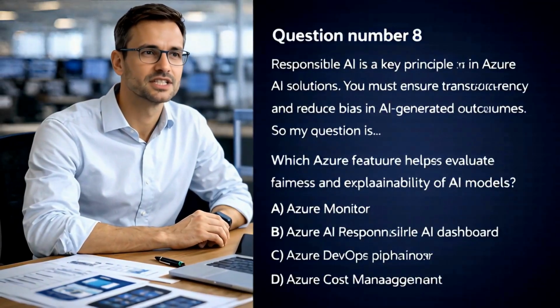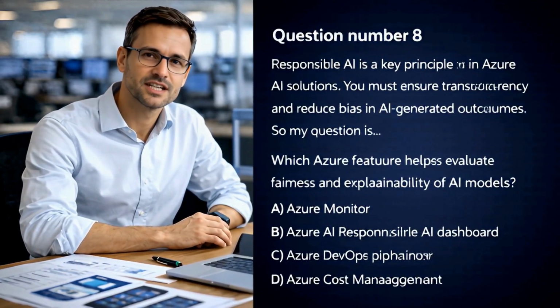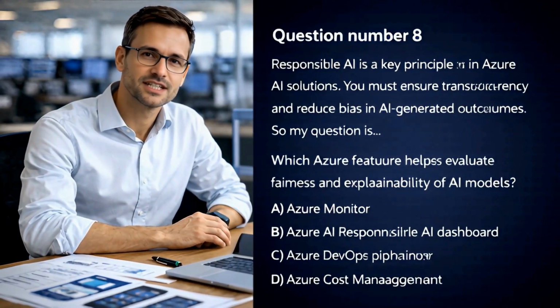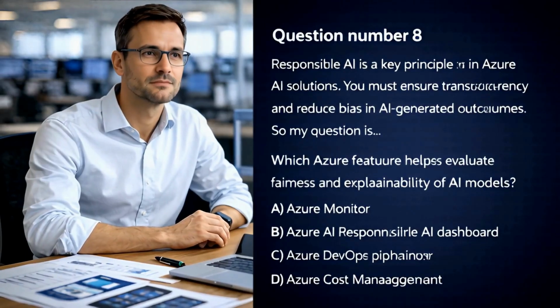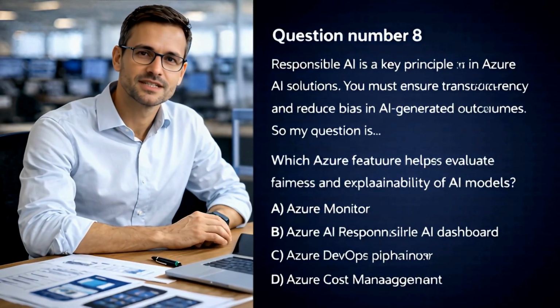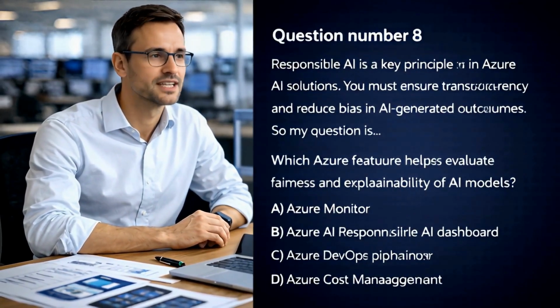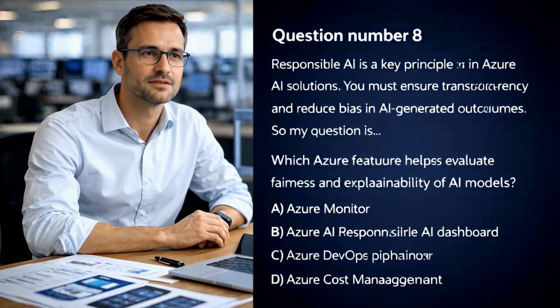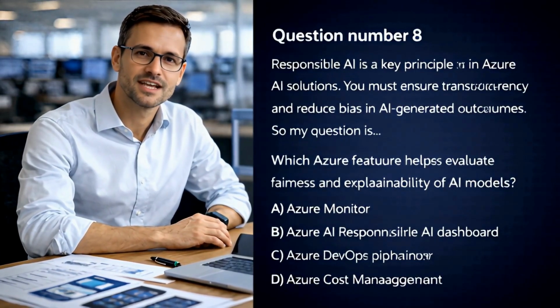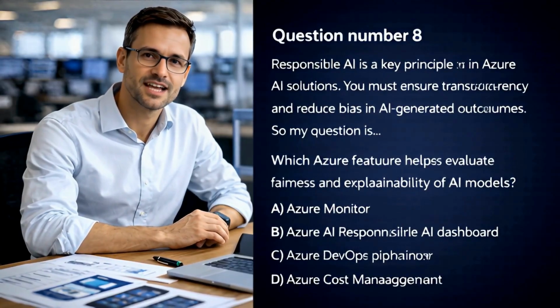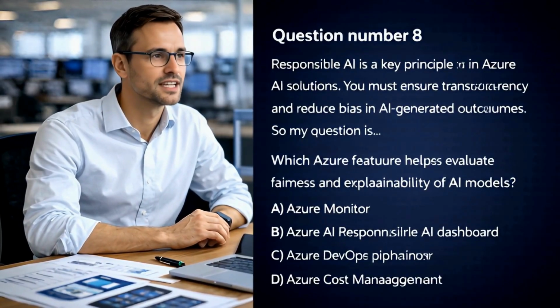Question 8. Responsible AI is a key principle in Azure AI solutions. You must ensure transparency and reduce bias in AI-generated outcomes. Question is, which Azure feature helps evaluate fairness and explainability of AI models? Options: A. Azure Monitor, B. Azure AI Responsible AI Dashboard, C. Azure DevOps Pipelines, D. Azure Cost Management.